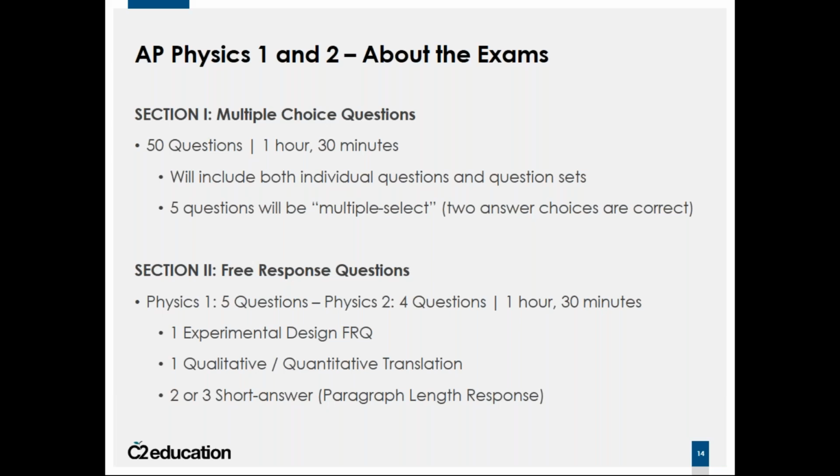The other one is a qualitative and quantitative translation. What that means is they ask you to explain something qualitatively, without numbers, without formulas. They then ask you to calculate something, and then they ask you to connect those 2. How does your explanation without numbers connect to the formulas or numerical calculations that you derived? Again, these 2 questions can be very, very challenging.